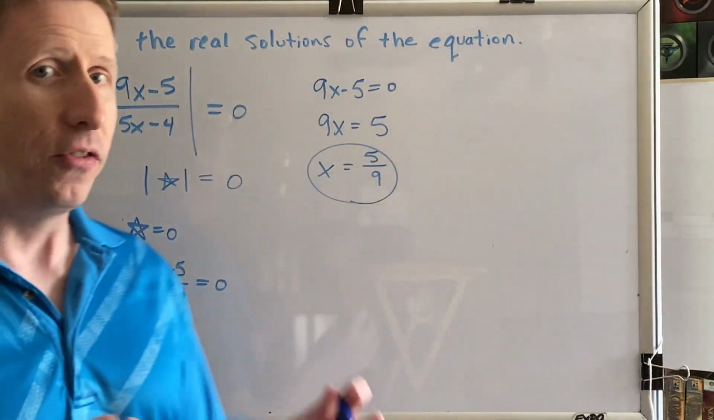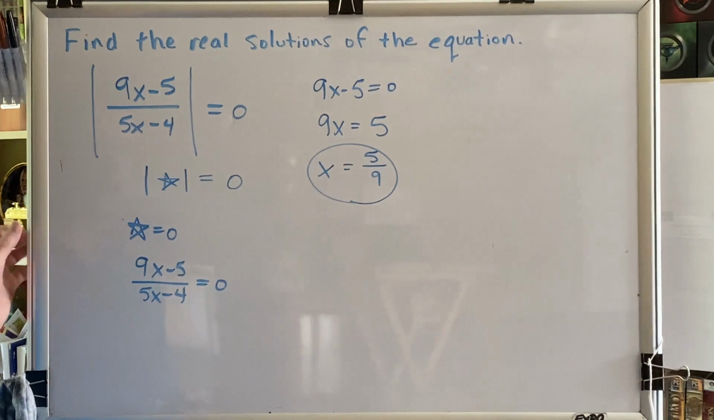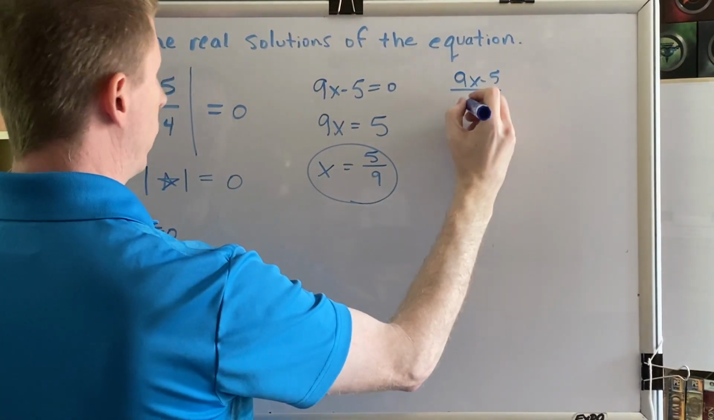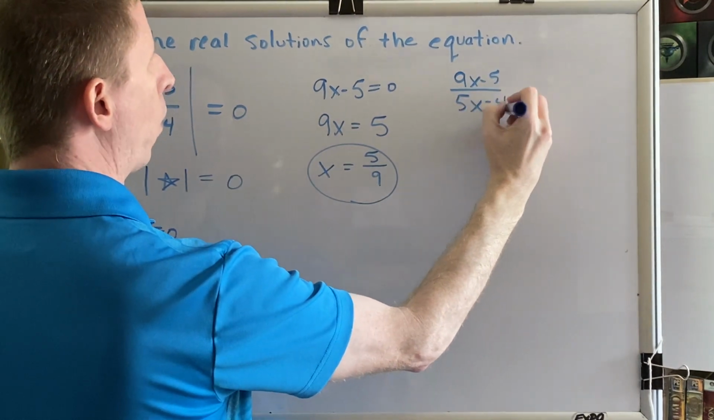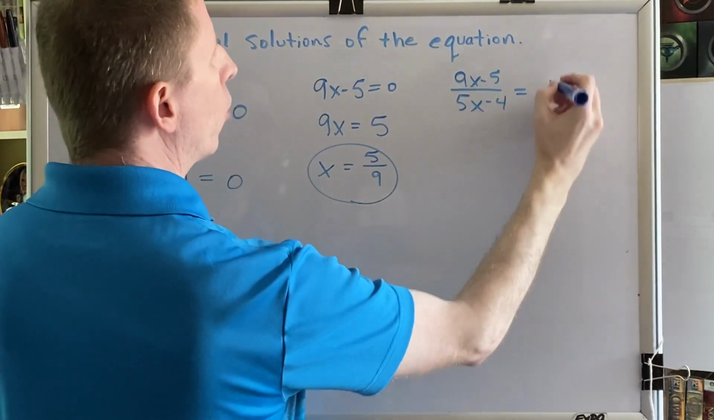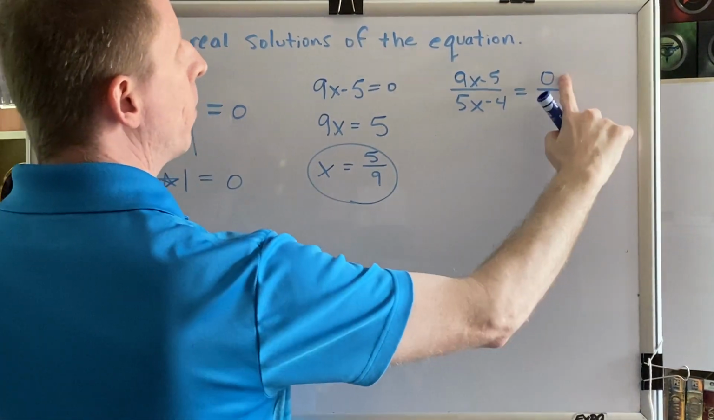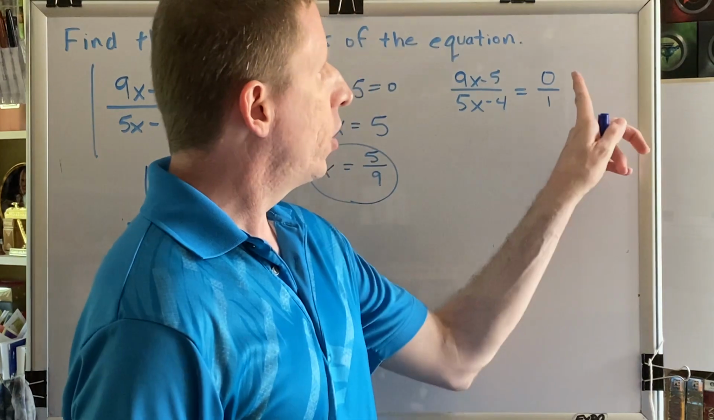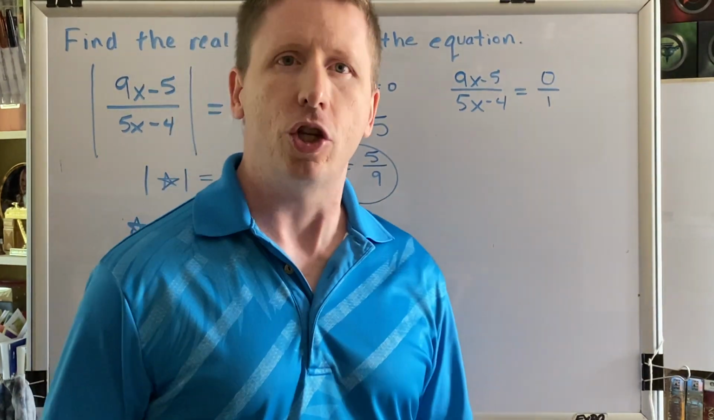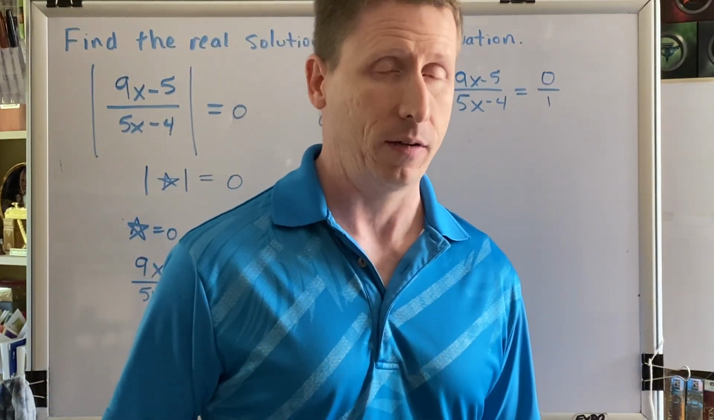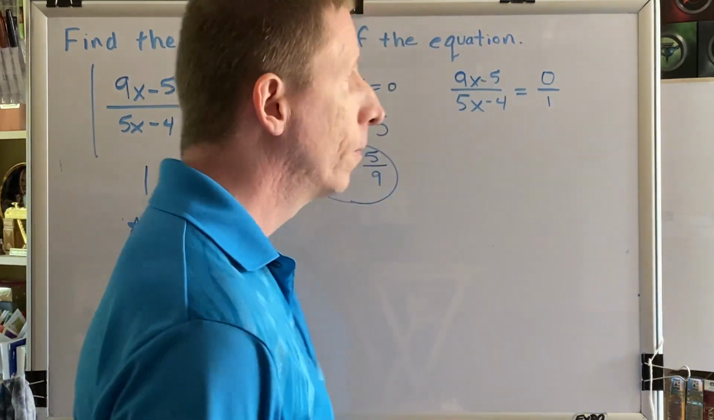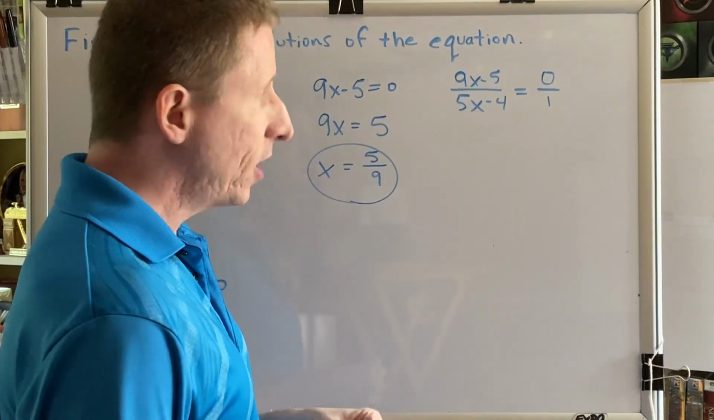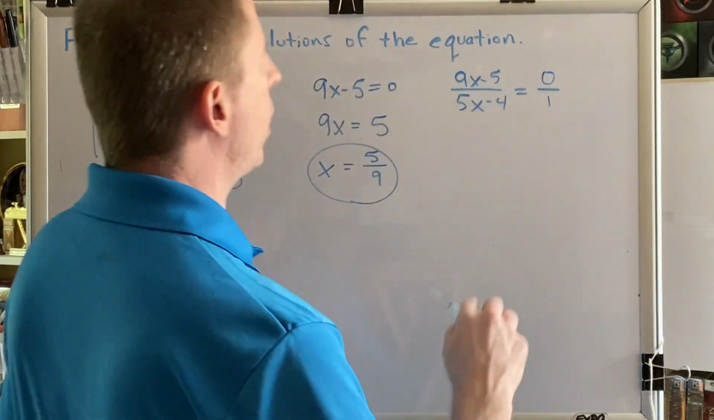Okay, now the second method of solving this equation is to solve a proportion. So we're going to write 9x minus 5 over 5x minus 4, but instead of writing equals 0, we're going to write it as equals 0 over 1, because anything divided by 1 is itself. That's important to remember. To turn something into a fraction, all you need to do is put a 1 under it, because anything divided by 1 is itself. Now we have a proportion of the form fraction equals fraction. Proportions can be solved by setting the cross multiples equal.